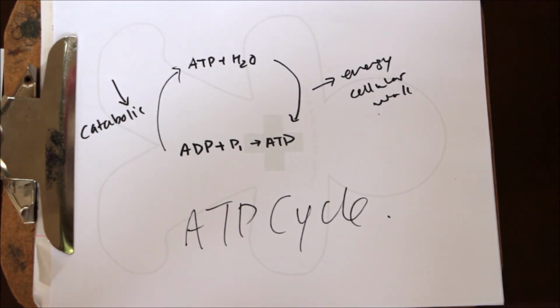That's how coupled reactions work with ATP, and I hope this video helped you understand why ATP can be used as an intermediate to allow endergonic reactions to still be able to happen.